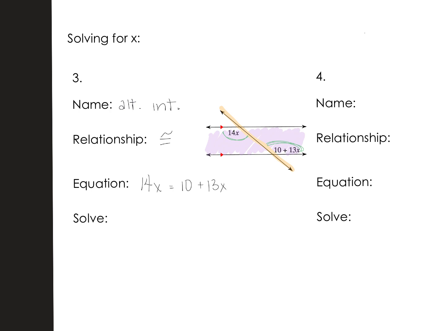And now I'm ready to start solving my equation. I'm going to start by moving all my like terms to one side. So I have 14x and 13x on either side. I'm going to subtract my 13x from both sides. And I'm left with just 1x equals 10.